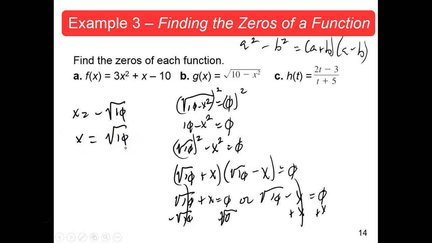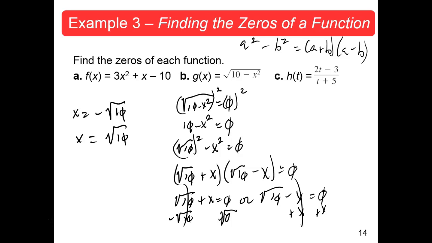Like I said, anytime you square both sides of an equation, it's a good idea to check your answer. In fact, it's a good idea to check your answer anyway. So if we put negative square root of 10 in for x, what's negative square root of 10 squared? 10. You're absolutely right. And 10 minus 10 is 0. And the square root of 0 is 0. So let's do positive square root of 10.